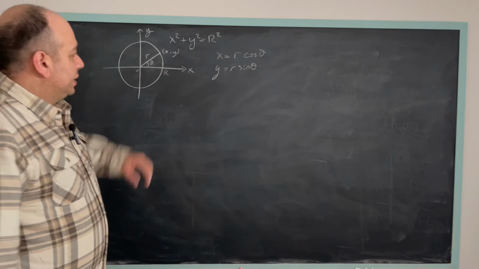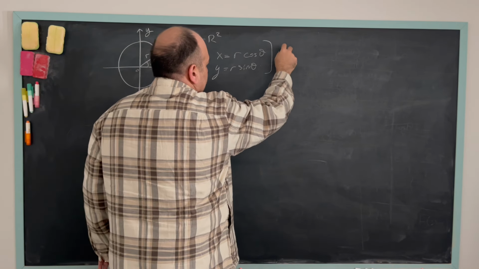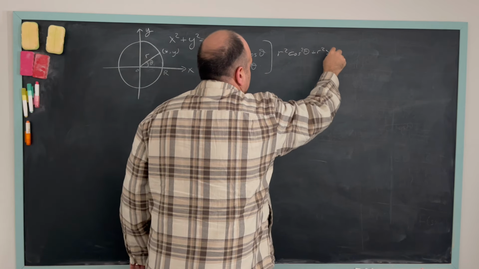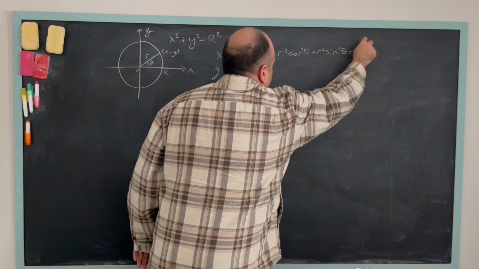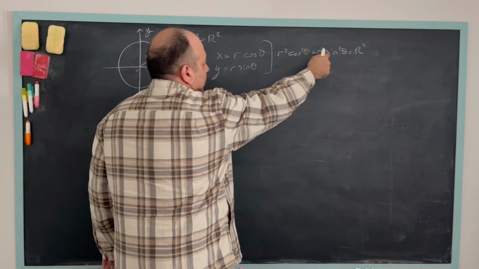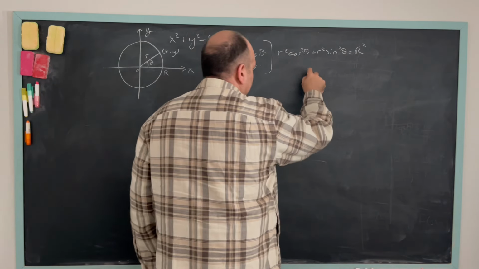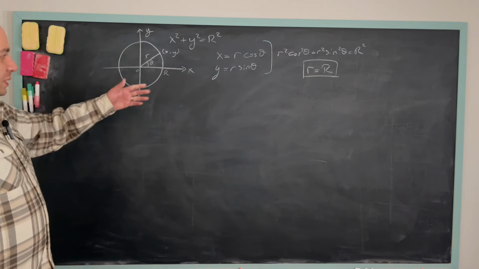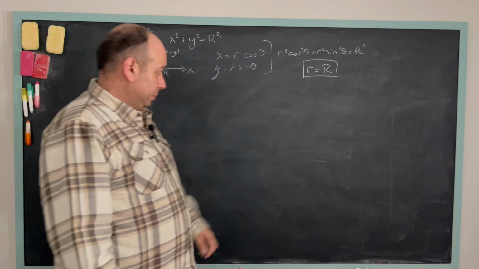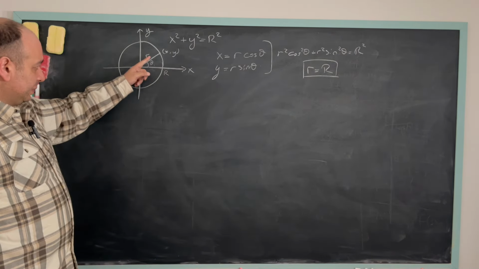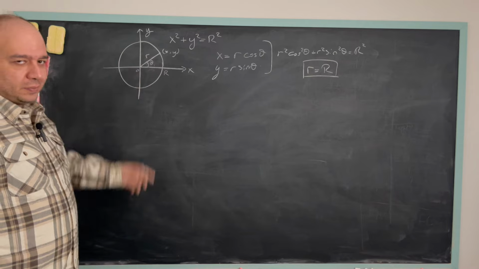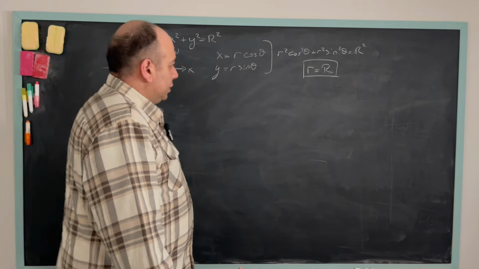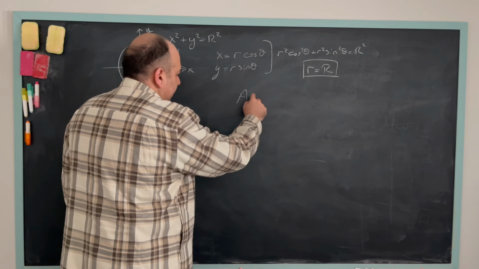So when I apply this here, what I have is r squared cosine squared theta plus r squared sine squared theta is equal to r squared. Cosine squared plus sine squared is equal to 1, so this gives me r is equal to r. So it's constant, right? What does this tell me? It tells me that whatever my theta is, the r, the distance from the center of the circle, is a constant. Okay, so let's find the area.